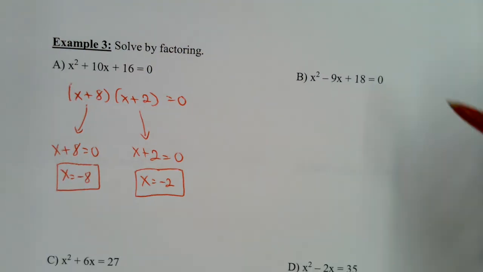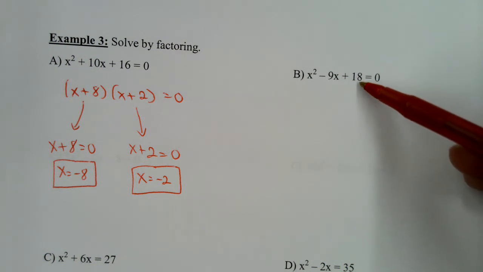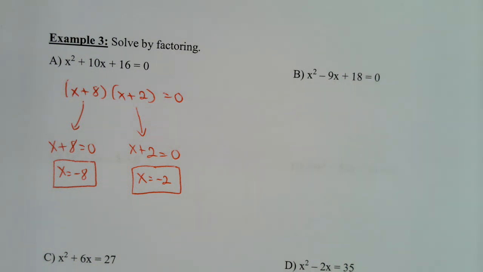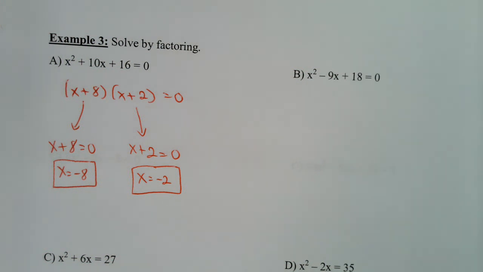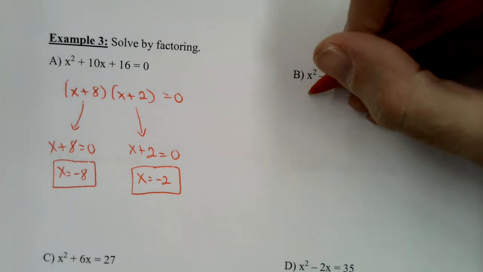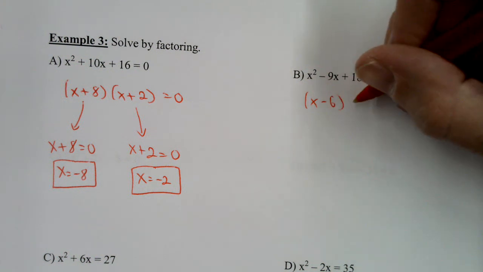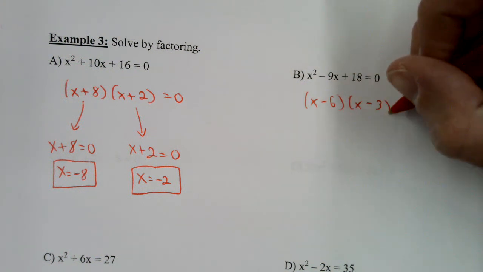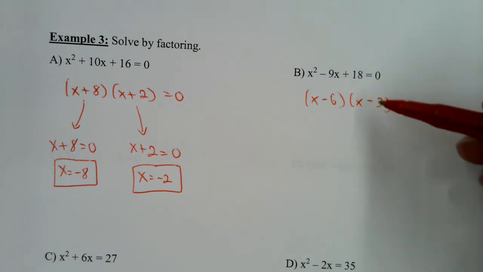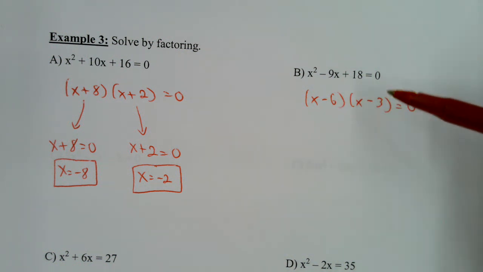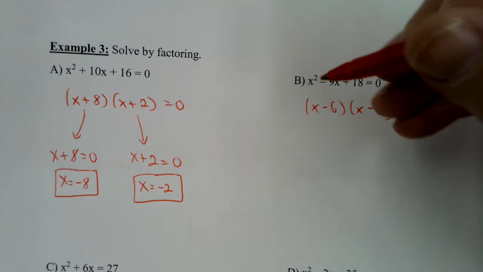This next one, you're looking for two numbers that multiply to 18 and add to negative 9. So those numbers are going to be x minus 6 times x minus 3, because negative 6 times negative 3 is 18, and negative 6 plus negative 3 is negative 9. Okay? Now solve each one of these.